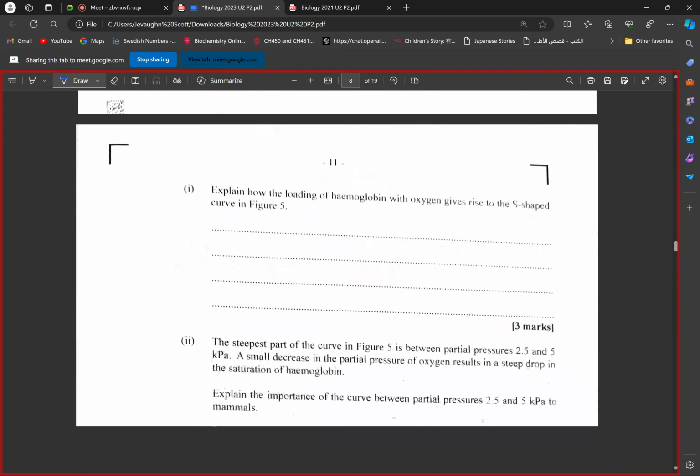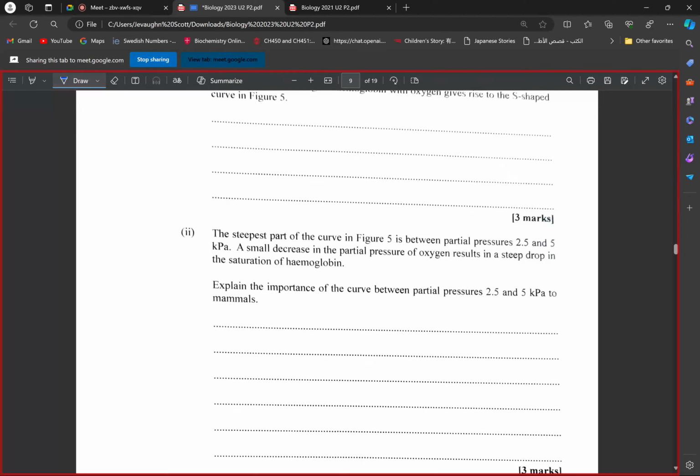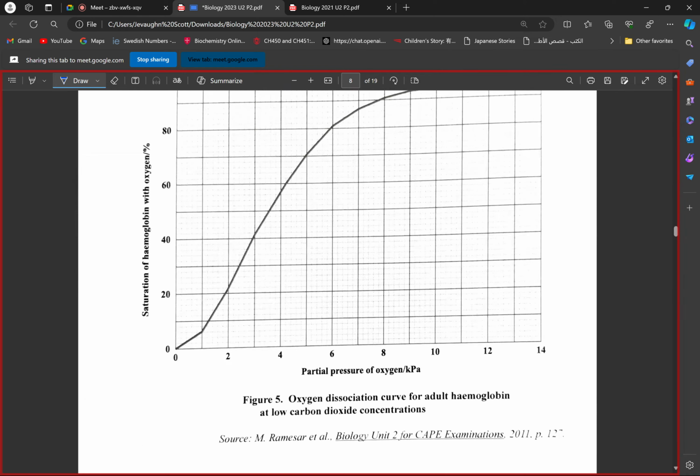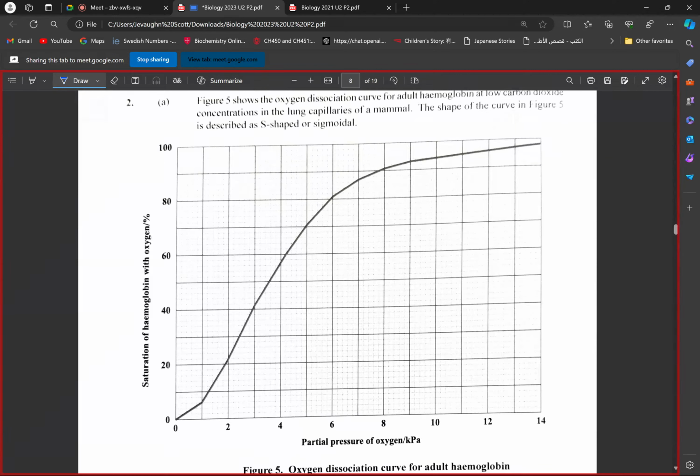So how is that important for mammals specifically? The importance of that part of the curve for mammals, right? So what we're saying now is that, as we were stating before, any drop in the partial pressure of oxygen would lead to a significant release of oxygen, and any increase of partial pressure of oxygen within that region will lead to a significant uptake of oxygen, right? So we're looking at how the saturation will change within this region. So efficient oxygen unloading is important here.